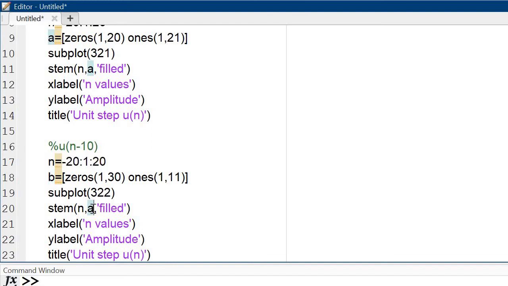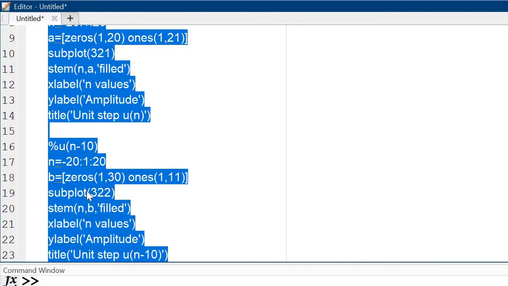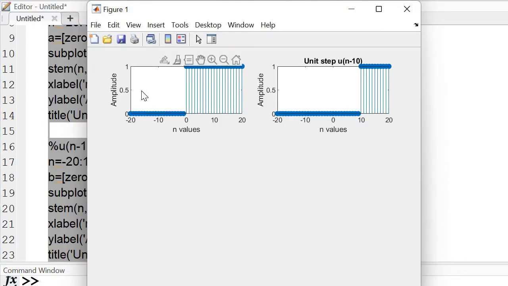Now, in the case of this second position, change the A to B. So this is also B. Second position, stem command, n values, and this is u of n minus 10. Now select that part and evaluate. Okay, fine. This is our u of n and this is our u of n minus 10.